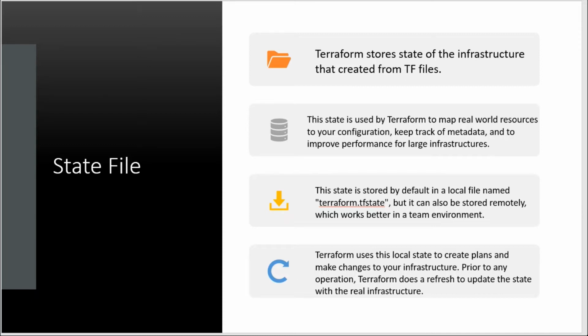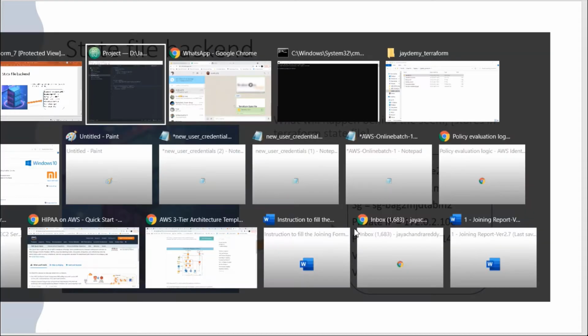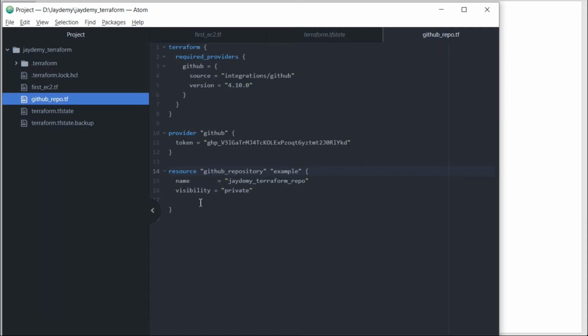If you see the Terraform state, behind the scenes, whenever you provision a VM or any infrastructure, it will store it in the backend. In our case, we created a VM, an EC2 machine. It will store by default the instance ID, the type, the security group, IP address related, and volume and storage related parameters. All the parameters it will store in the backend. And whenever you do Terraform plan or Terraform apply, it shows the actual state.